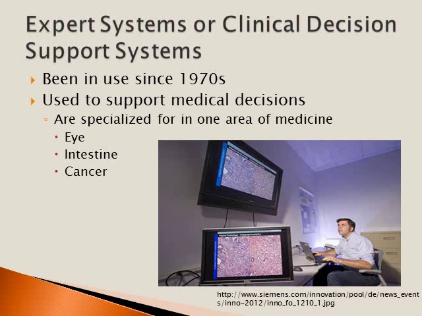Expert systems, or clinical decision support systems, have been in use since the 1970s. Basically they are used to support medical decisions and are specialized in one area of medicine, such as the eye, intestine, or cancer. They are only used to support medical decisions, not to make their own medical decisions, because the doctor still has to be in charge for reliability reasons.